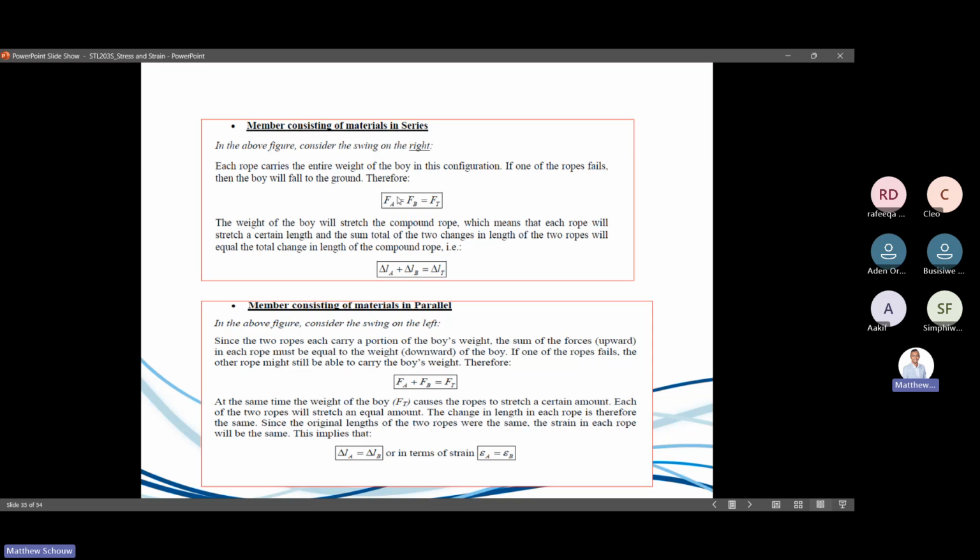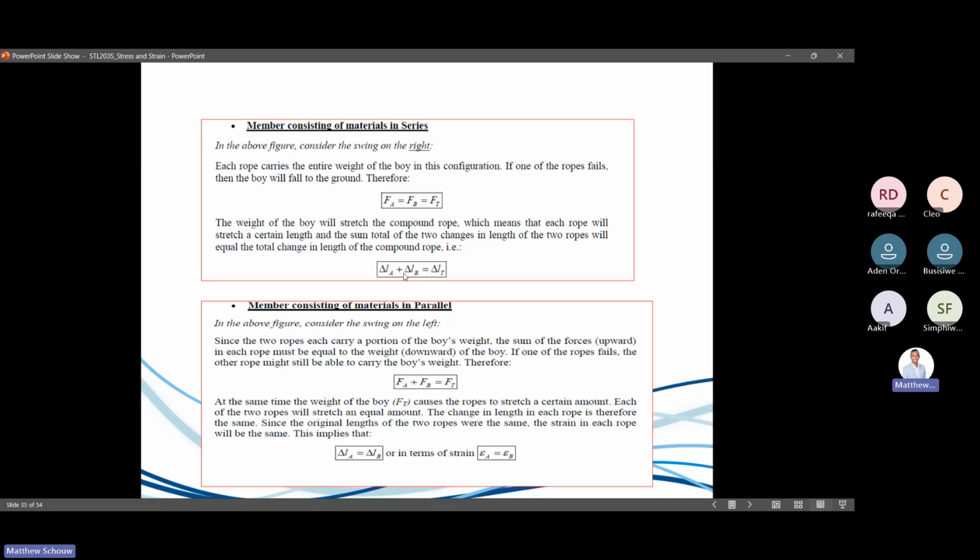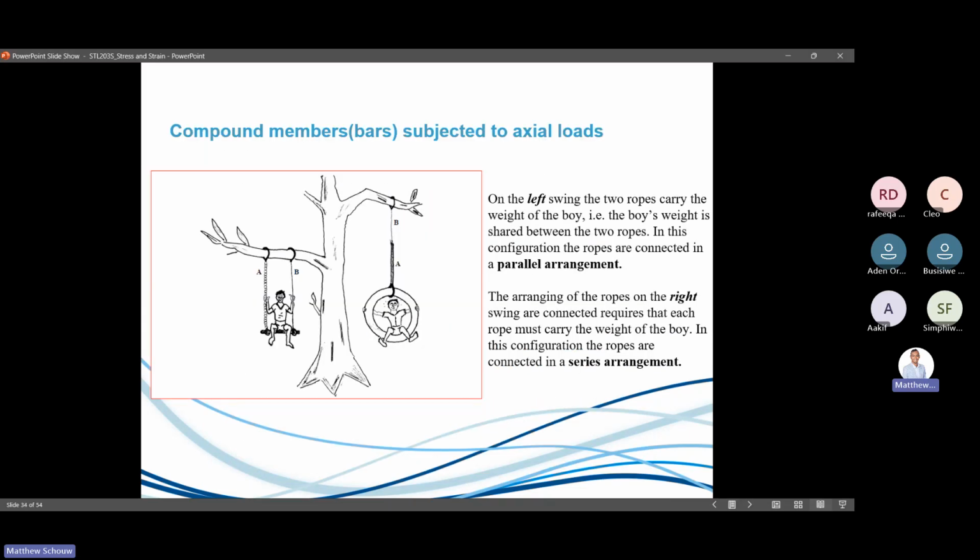And they're saying if one rope fails, then the boy will fall to the ground. Therefore, FA is equal to FB equals FT. So the total force transmitted through the whole rope is the same. Think of force like a current, right? However, they're saying the weight of the boy will stretch the compound rope, which is this rope. That means each rope's change of length will be different. So you have to add them all up and you'll get a total change in length. I hope that's clear to everyone. So you add the first one, add the second one, and give the total extension.